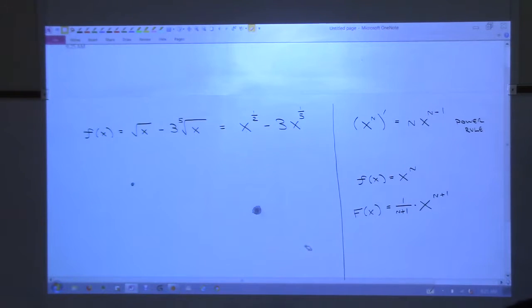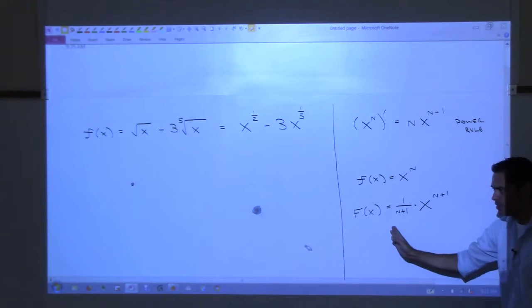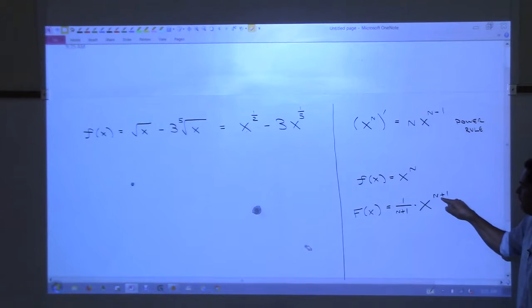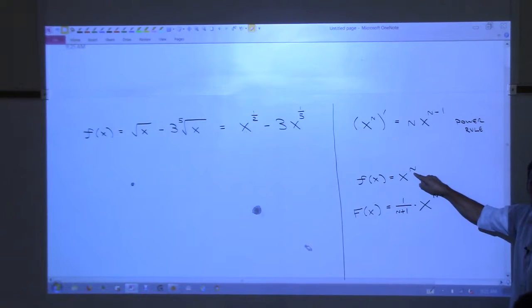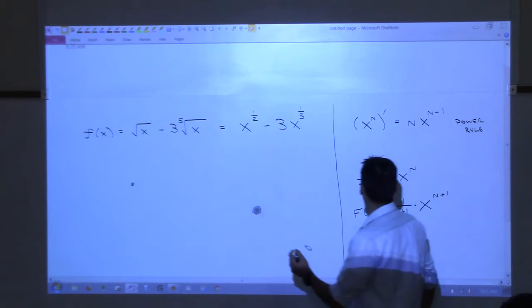So think about what would happen here. If I took the derivative of this, the first thing that would happen is the n plus 1 would come out front, wouldn't it? n plus 1 would come out here and then cancel with n plus 1. And that would just be a 1. And then I would take the power and reduce it, which would give me this. Do you all see that? Let me give you more examples.